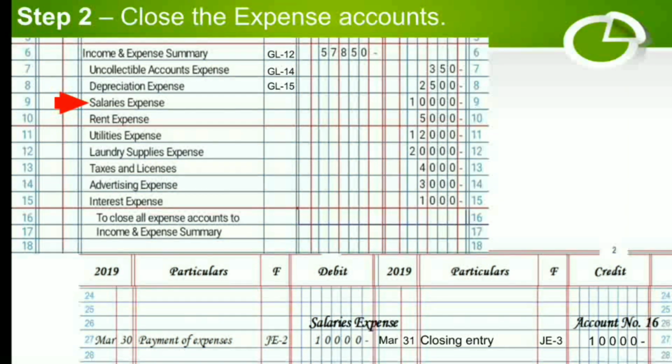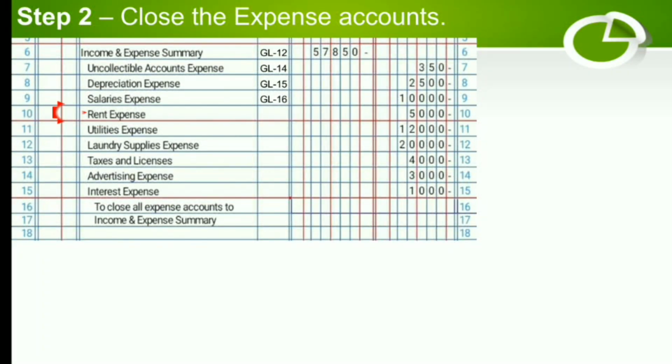At this point, the salaries expense is a closed account because if you get the difference between the 10,000 pesos debit and the 10,000 pesos credit, the answer is 0. This means that salaries expense has a 0 balance, and since the balance is 0, the account is already closed. So what we need to do is just double rule the amounts. Here in the general journal, under the folio column, we will write JL16. This means that the credit entry salaries expense of 10,000 pesos is posted to account number 16 in the general ledger. Another credit entry is rent expense of 5,000 pesos.